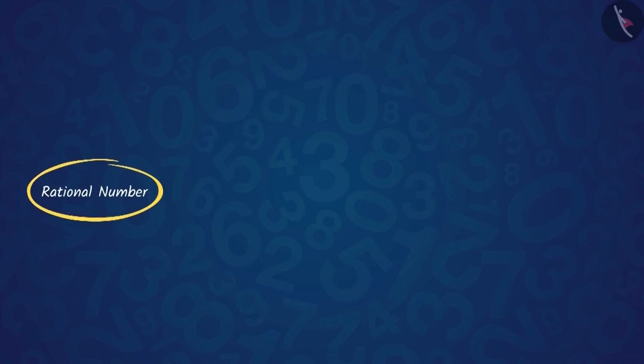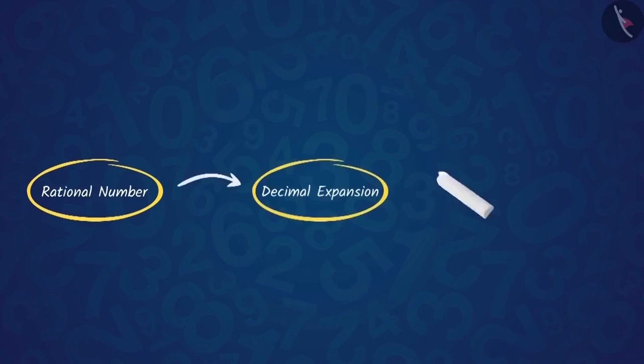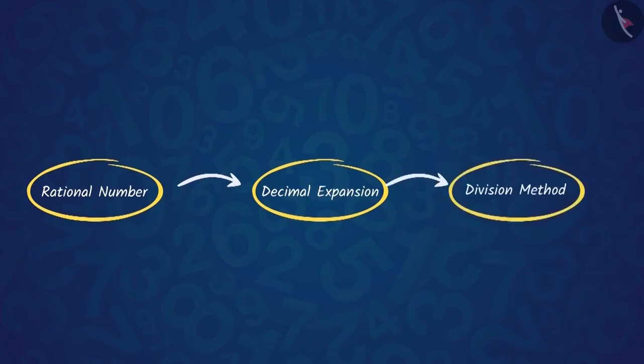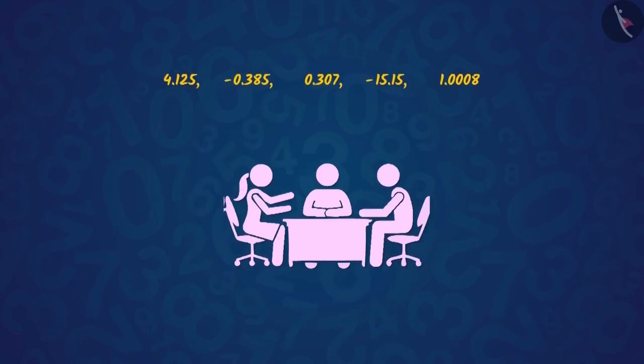Now, the question is, should we use the same method to find out whether the decimal expansion of a rational number is terminating or non-terminating? Or do we have some other method as well? Let's discuss these decimal numbers to find out.